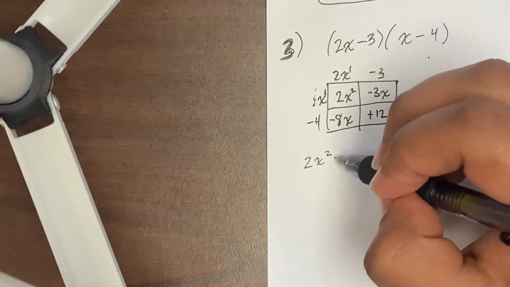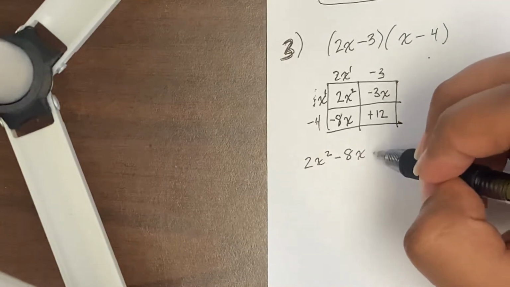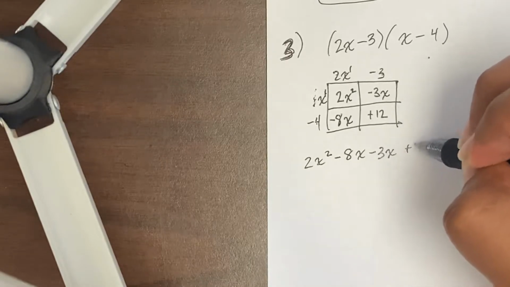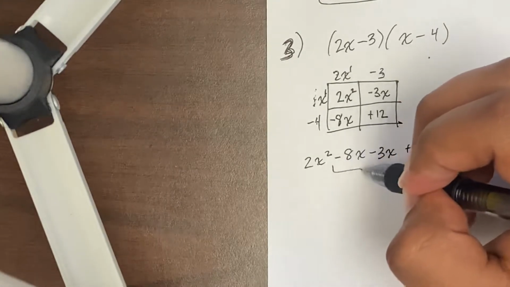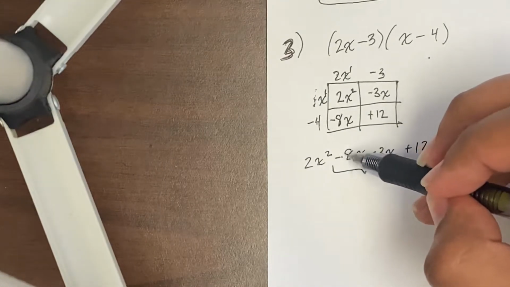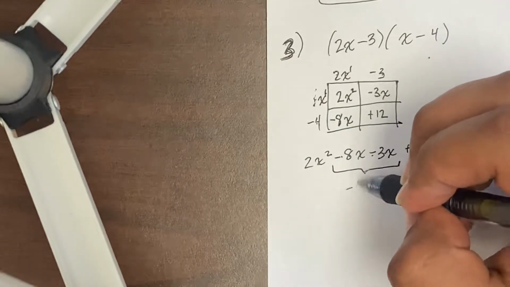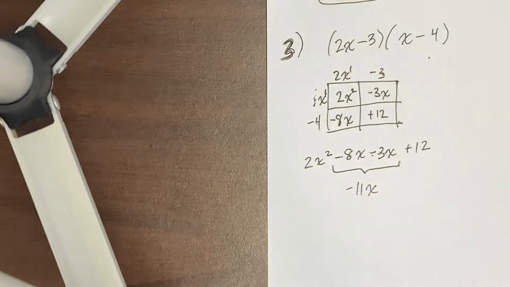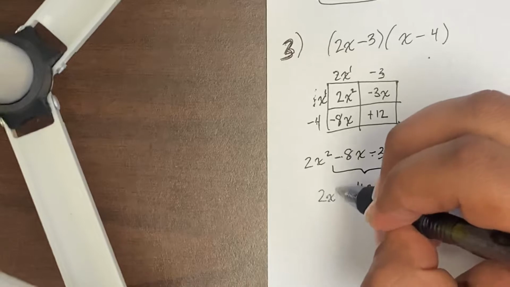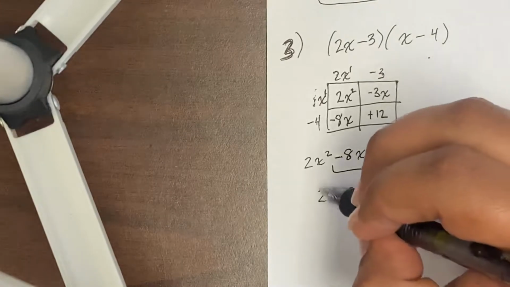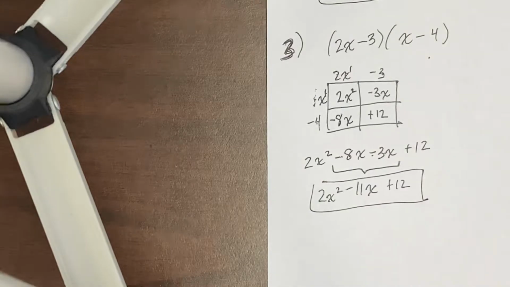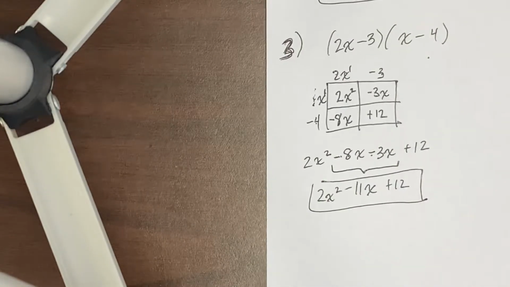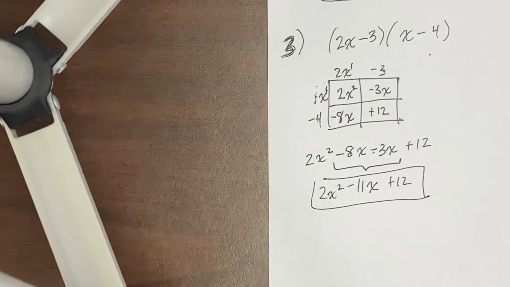2x to the power 2 with a negative 8x with a negative 3x and a positive 12. These are my like terms. Negative 8 minus negative 3, negative 11x. Bring down the 2x to the power 2 and the plus 12. Definitely do the other two problems. Number 4 is just itself twice, so put x plus 2 times x plus 2, and you do the same process.